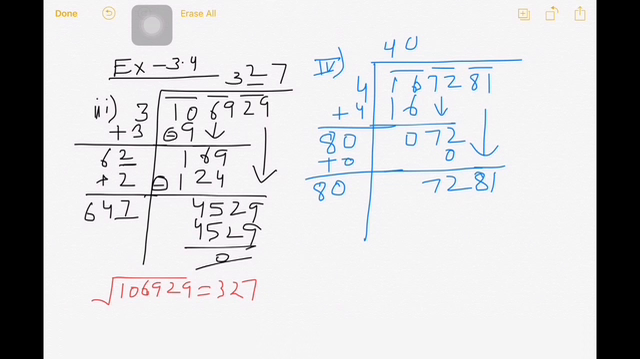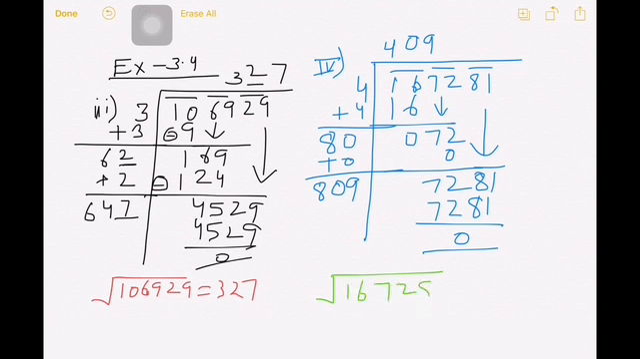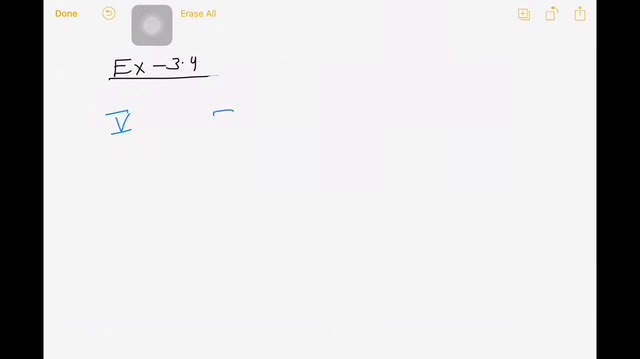And now what can we take? 9 हमें साफ दिख रहा है. 9 9 जा 81 होता है. 9 here. 9 9 जा 81 and 9 8 जा 72 and 0. So the answer, don't forget to write the answer. So it will be 167,281 का जो square root है that is 409. That will be your answer here in this case.